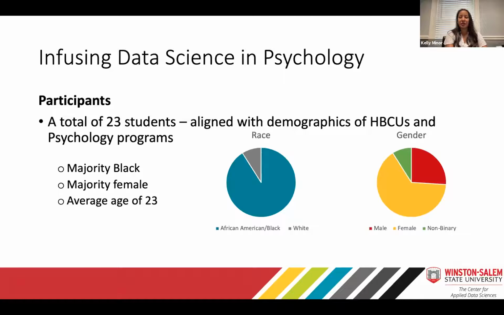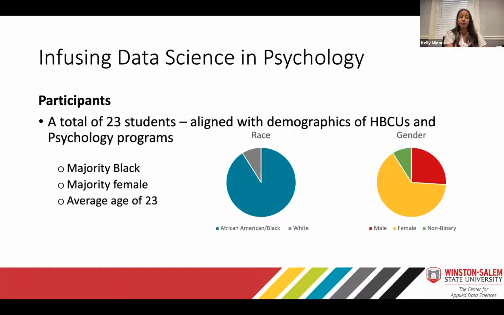So first, let me tell you about my class. Our participants were 23 students. And I think it's important to point out that all of our students in this class really aligned with both HBCU students and psychology students.